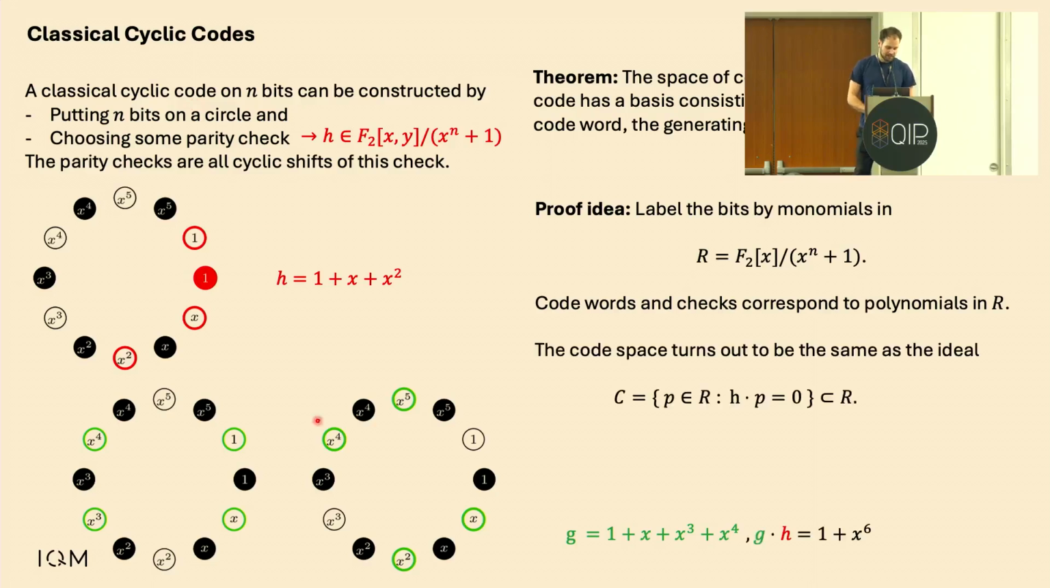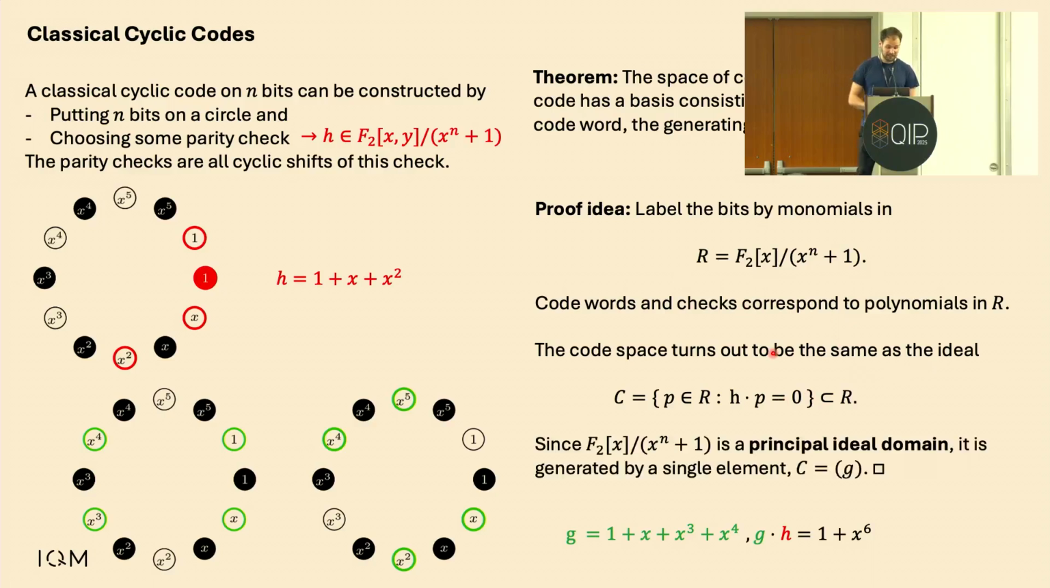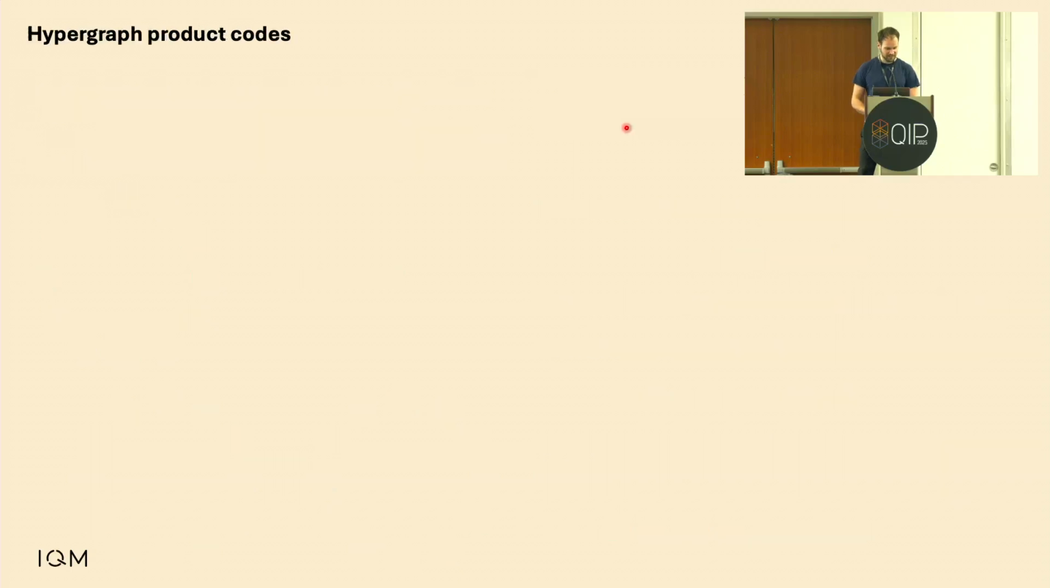And then, if you calculate it, it turns out that this ideal in this polynomial ring, whatever that means, is exactly the code space. And then maybe you know that every polynomial ring in a single variable over a field is a principal ideal domain. So this is exactly the statement that we need. So long story short, if you translate everything into algebra, it becomes very easy to see that this is true. Okay, this is all I wanted to tell you about cyclic codes.